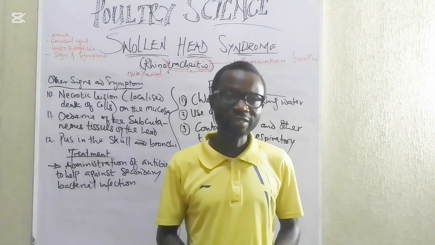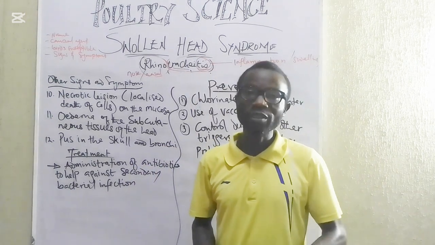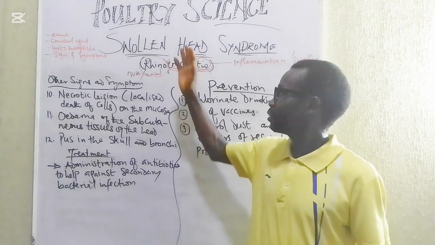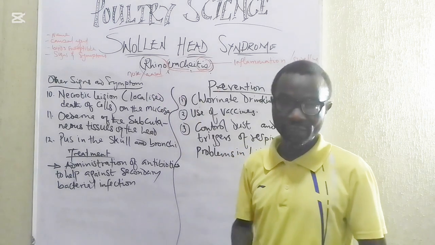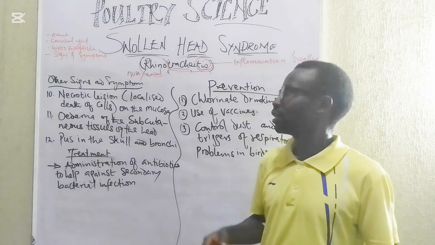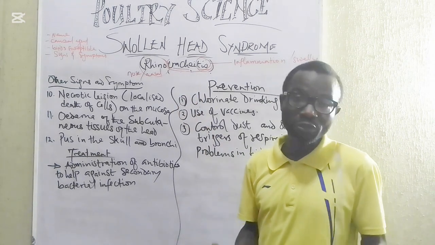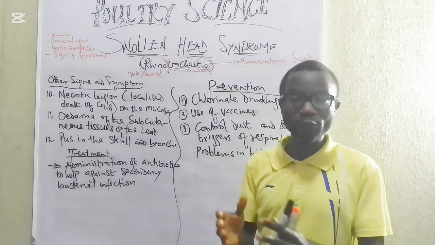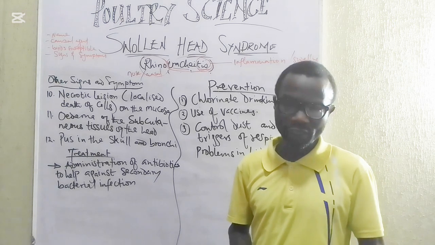It's another class, another edition of Poultry Science. Now, in the previous class, we started with the last class. We had swollen head syndrome, which is also called rhinotracheitis. Now, I explained in the previous class, I'm trying to go back a bit, that rhinotracheitis or any ailment, you can figure out what it's all about if you're able to know the components of the word, the scientific word, and that's one of the beauty of science.